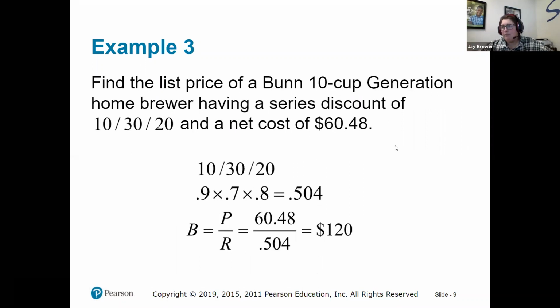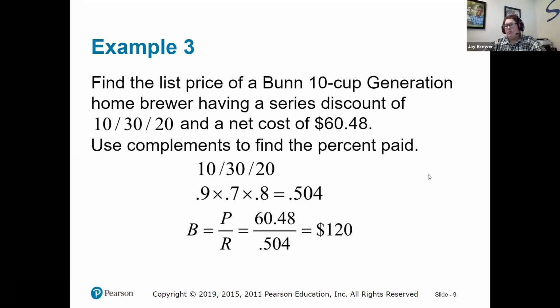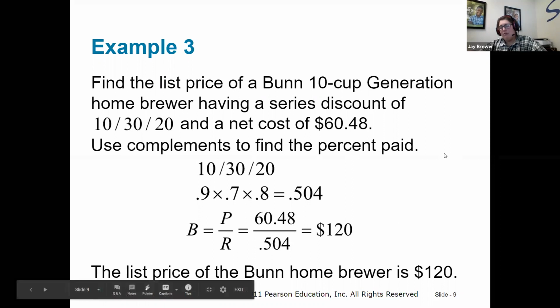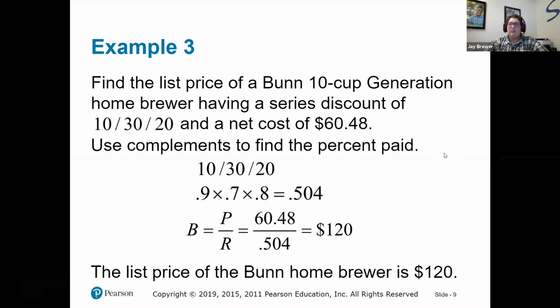All right. Here's another example. Find the list price of Bunn 10-cup Generation Home Brewer having a series discount of 10, 30, 20, and a net cost of $60.48. Use the complement to find the percent paid. Okay, so 0.9, 0.7, and 0.8, they give you 0.504. That gives you the rate. You know the part is the $60.48, so together you have $120 as the original base price.